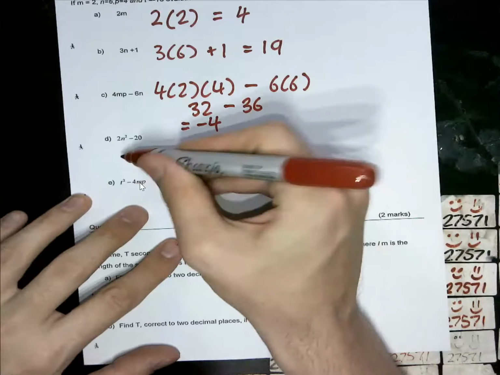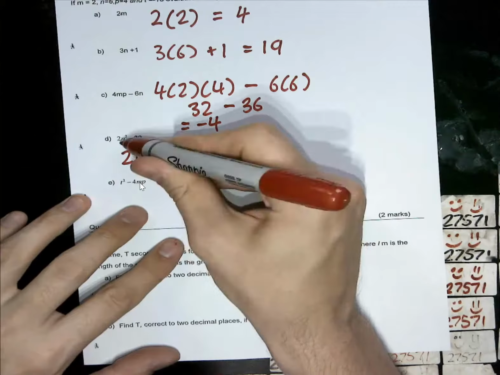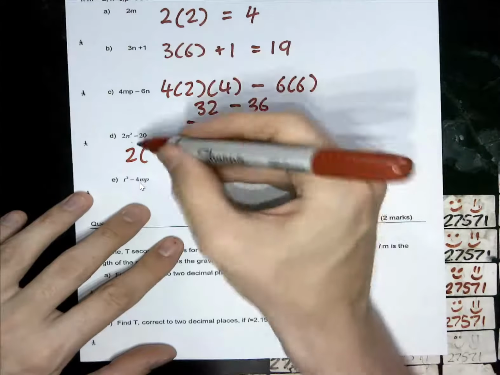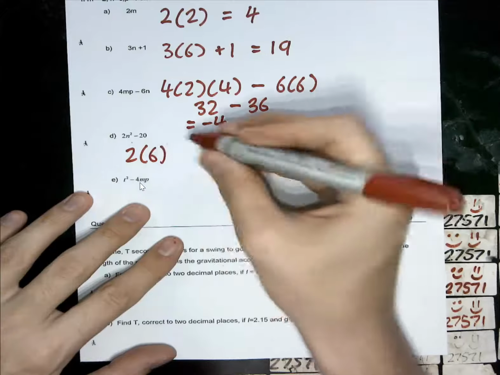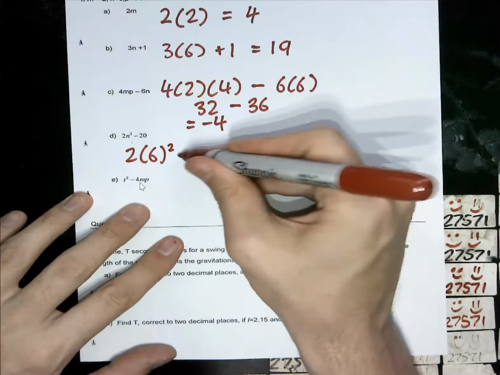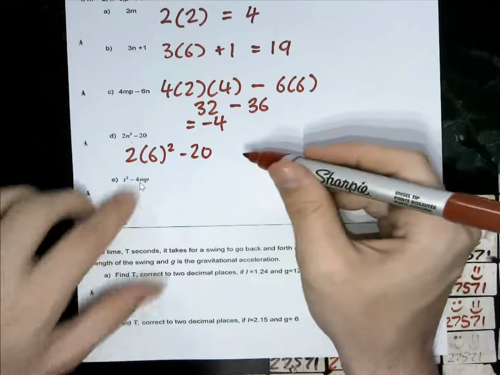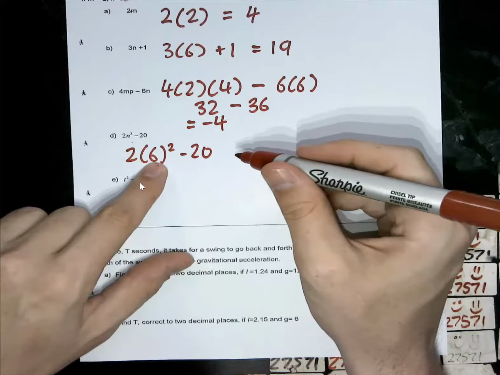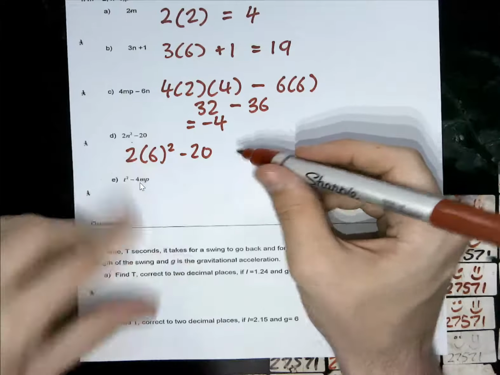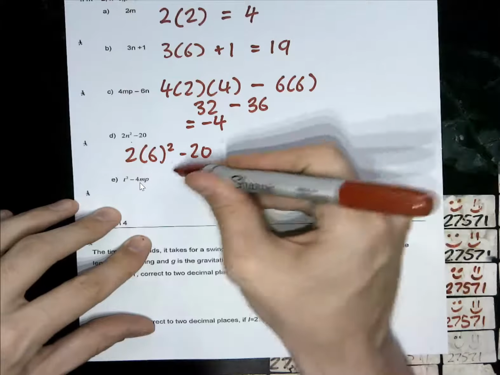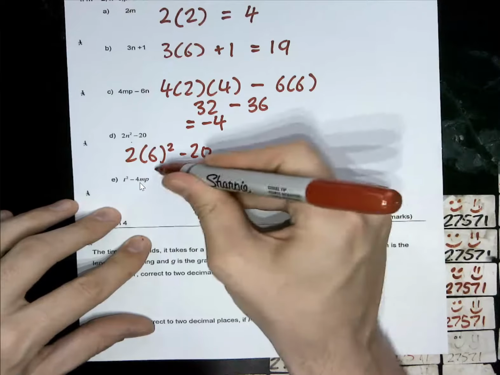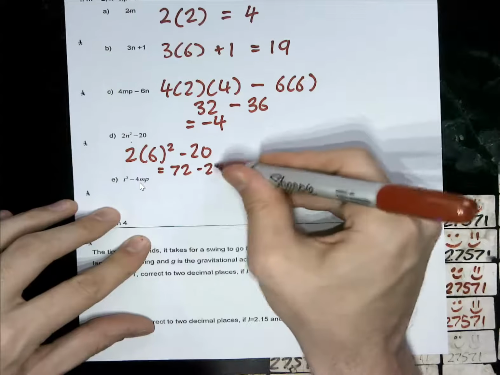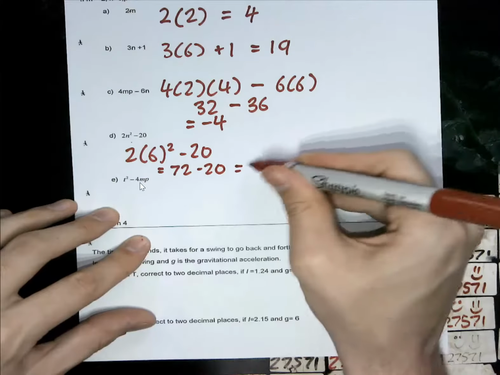Cool, similar story here. We've got 2 multiplied by n to the power 2. Remember, n is 6. And that's squared. Subtract 20. 6 squared is 6 times 6, which is 36. 36 times 2 is 72. So we get 72 minus 20, which is 52.